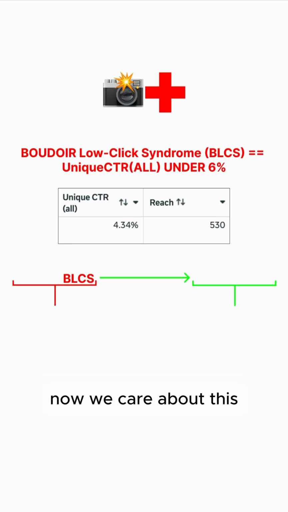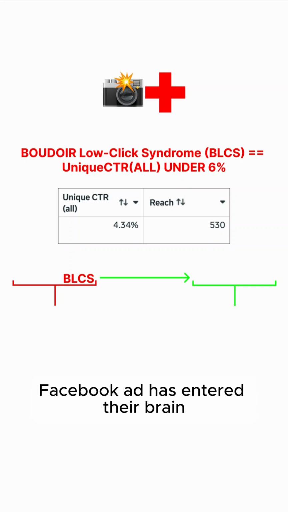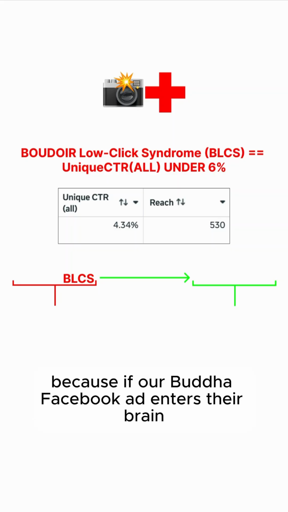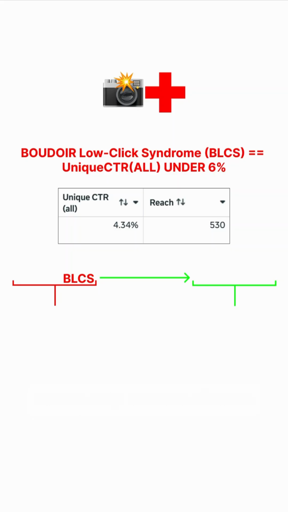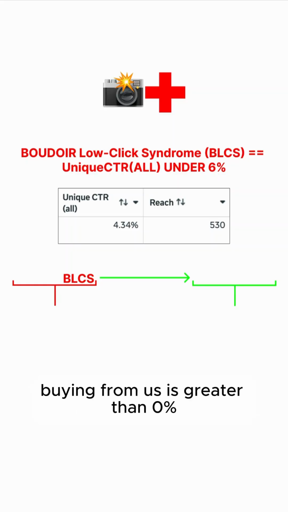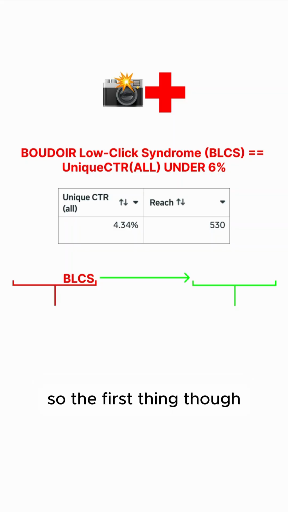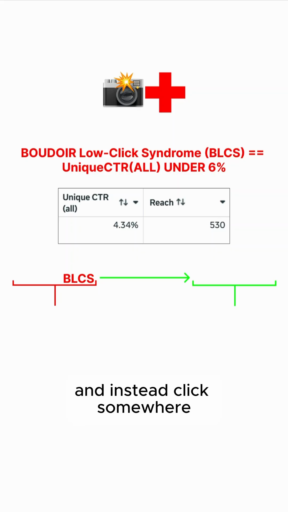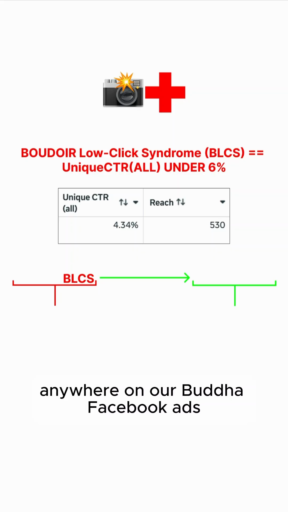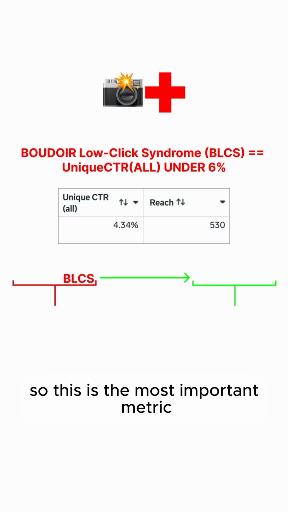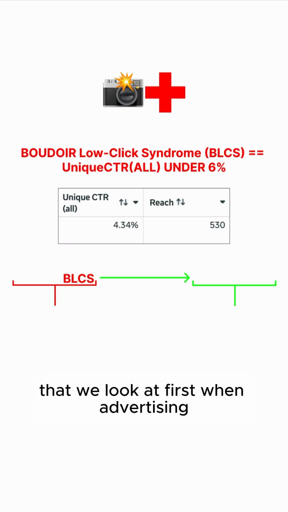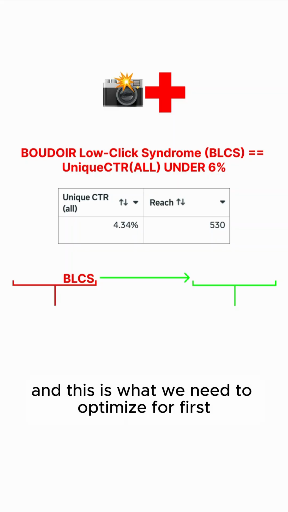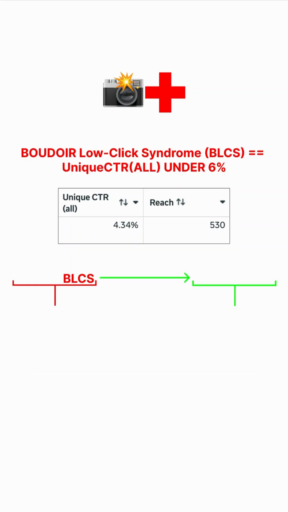And we care about this because if they click somewhere on our ads, that means your Boudoir Facebook ad has entered their brain. And we care about that because if our Boudoir Facebook ad enters their brain, that's the only chance of them buying from us being greater than 0%. So the first thing is we gotta get them to not scroll by and instead click somewhere, anywhere on our Boudoir Facebook ad. This is the most important metric that we look at first when advertising, and this is what we need to optimize for first. It's kind of the highest leverage activity we can do for all of advertising.